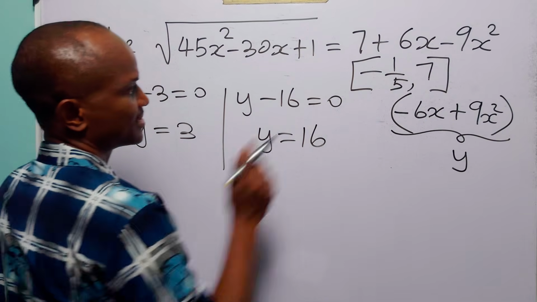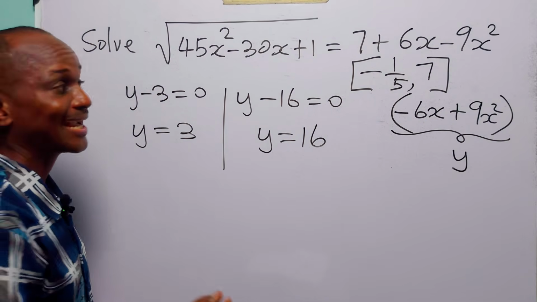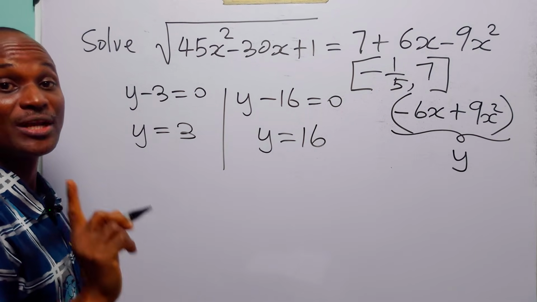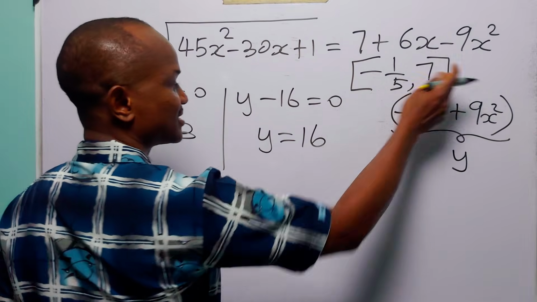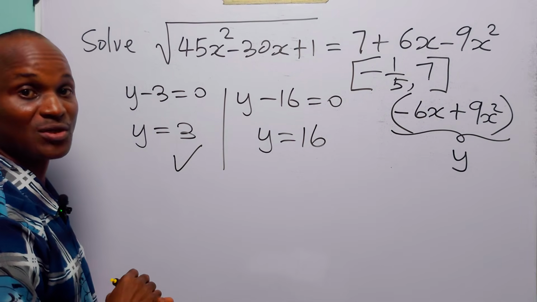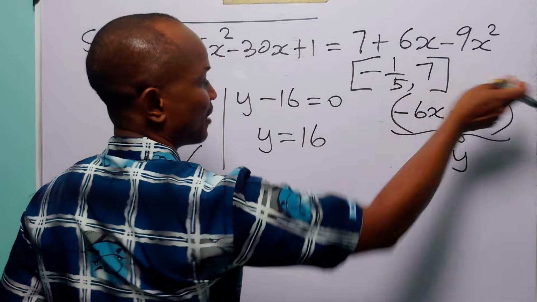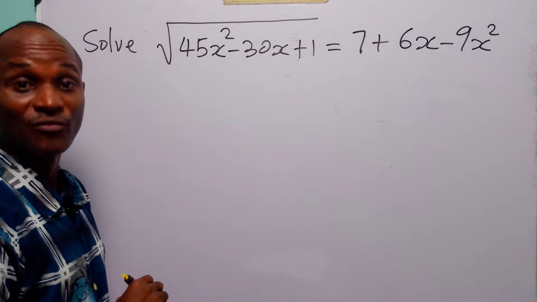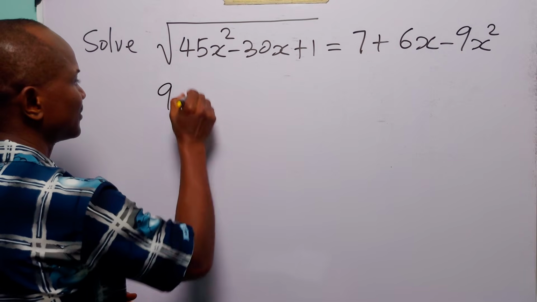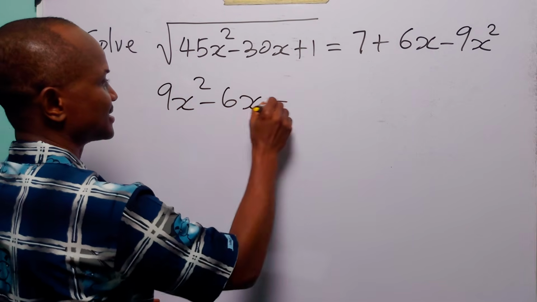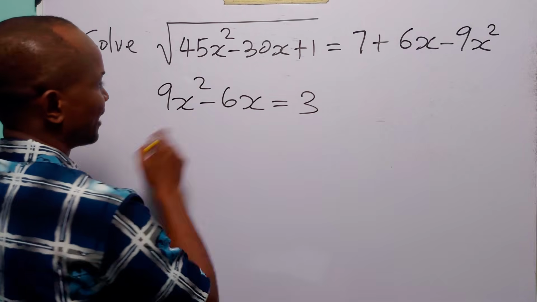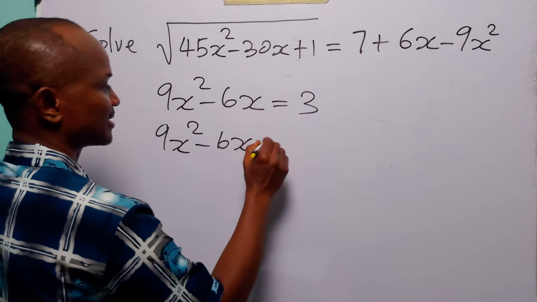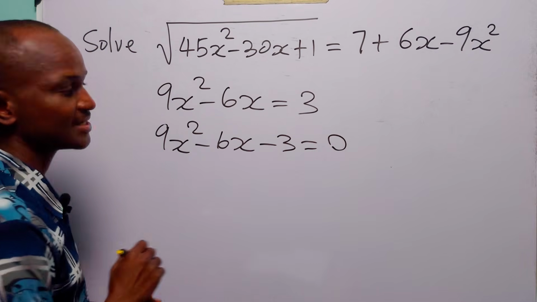Now, let us go back to this. We have that y must lie between minus 1 over 5 and 7. Now, the only value of y that satisfies this condition is plus 3. This is outside the range, so we reject this value of y. So finally, we have that 9x squared minus 6x is equal to 3. And of course, from here, we have that 9x squared minus 6x minus 3 is equal to 0.